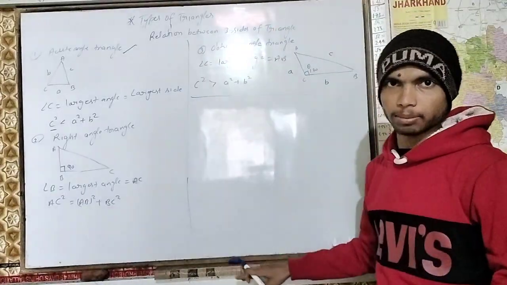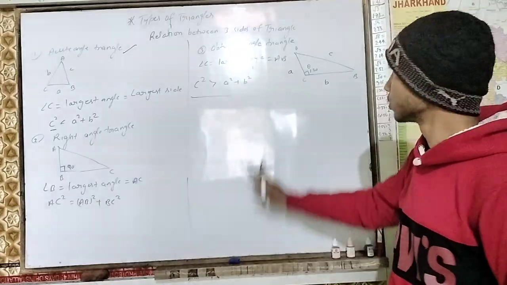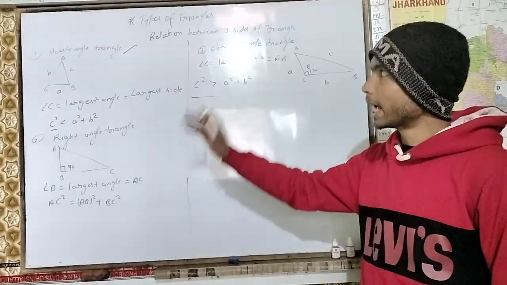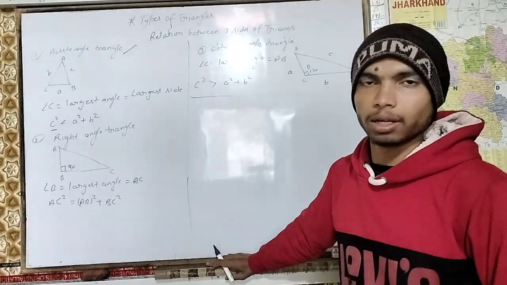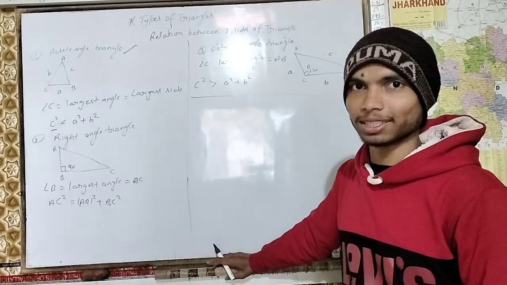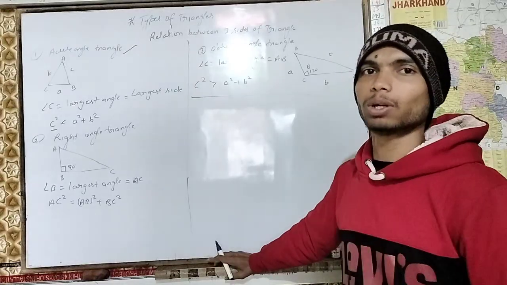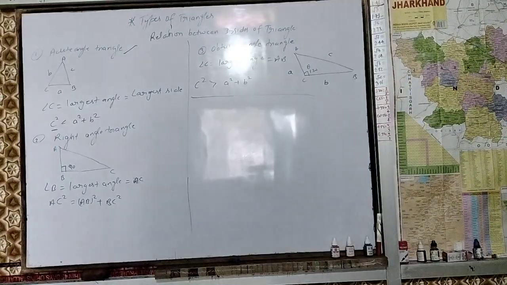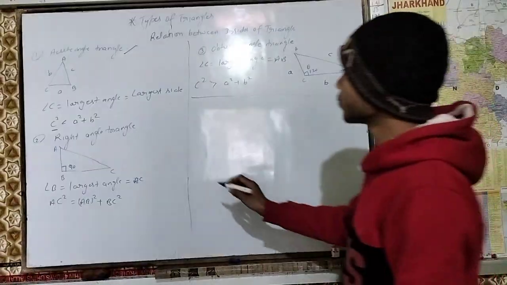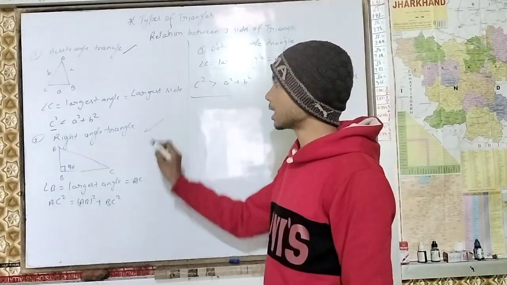Obtuse is considered a bigger angle, so C will be bigger. Acute is considered a small angle, so C will be small. Right is not small, not big. That's why these will be equal to each other, meaning C will be equal to A plus B. Pythagorean theorem is valid for this right angle triangle.